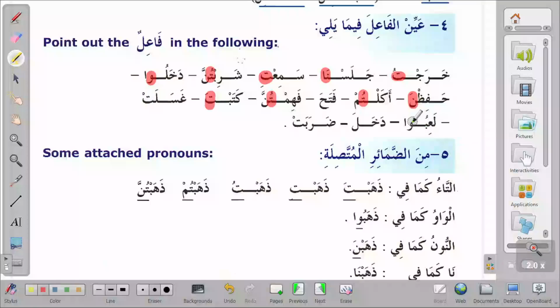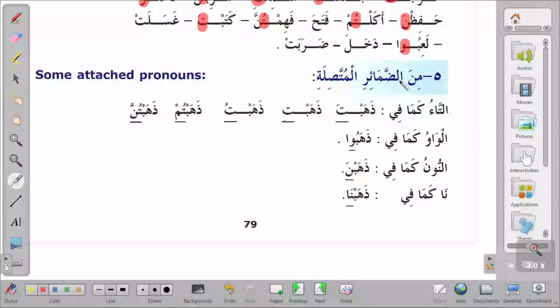So la'ibu, they played. The waw is the doer. Dakhala, what is the doer? He entered. It is mustatir, right? Hidden. Dorabat. She beat or she hit. So what is the doer? The same way, mustatir, right? Mustatir. Okay. So that is just it.